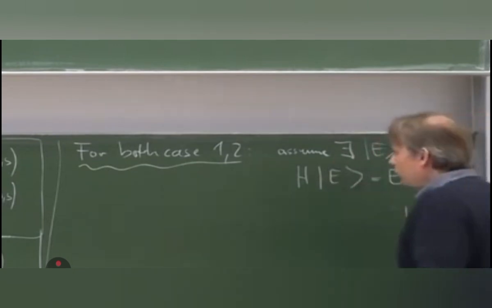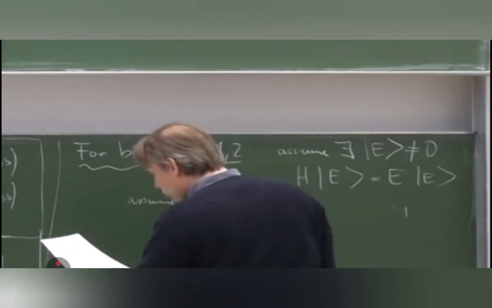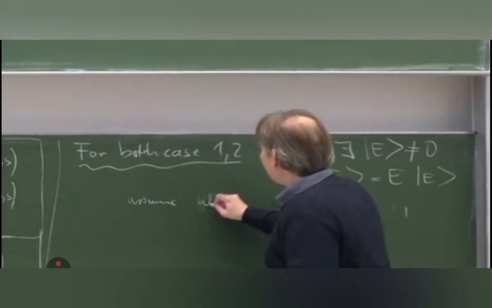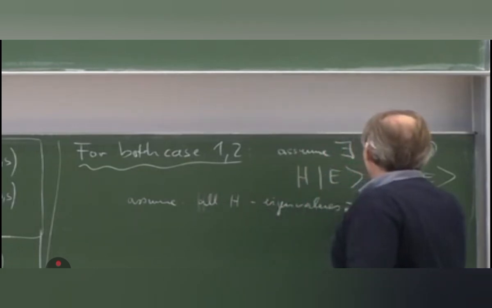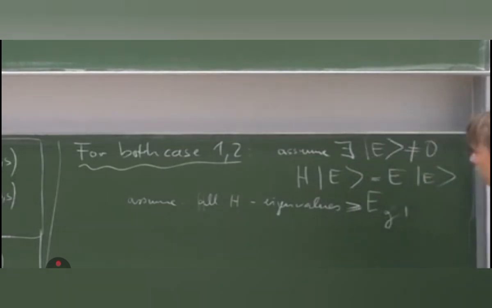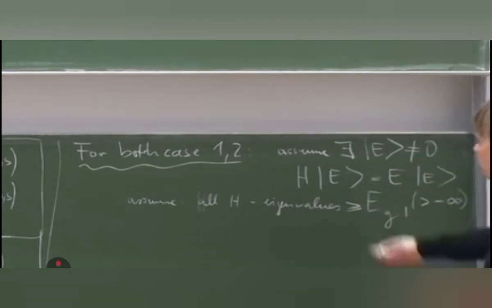We assume that one energy eigenstate exists, and we also assume that one of our two requirements is satisfied. Namely, what do we assume? We assume that the Hamiltonian is bounded from below. All H eigenvalues are bigger or equal than some number, let's call it Eg for ground state energy, and that must be bigger than minus infinity, so it's an actual number. Okay, so that is our starting assumption.